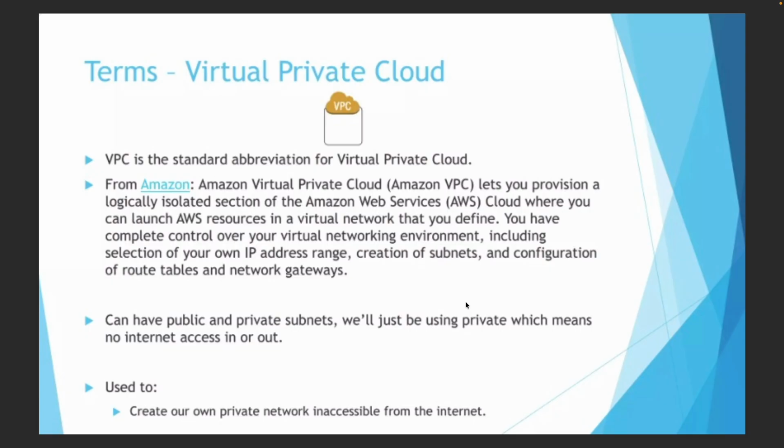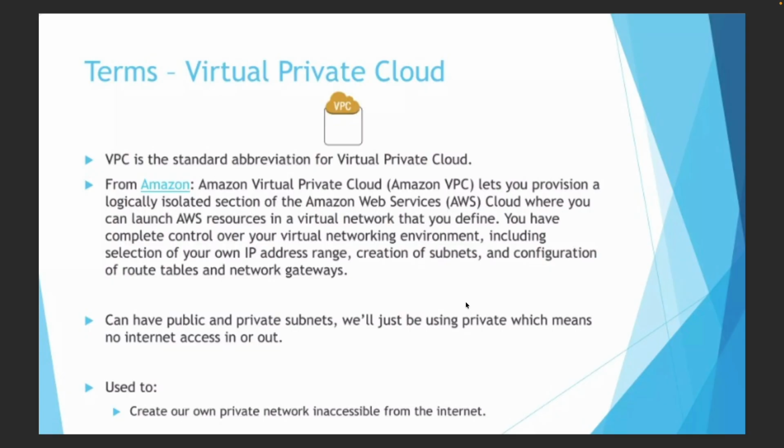Now let's talk about Virtual Private Cloud, also known as VPC for short. This is your own private network within AWS. A VPC lets you provision a logically isolated section of the AWS cloud where you can launch resources in a virtual network that you define. You have complete control over your networking environment. You choose your own IP address ranges, create subnets, and configure route tables and network gateways.